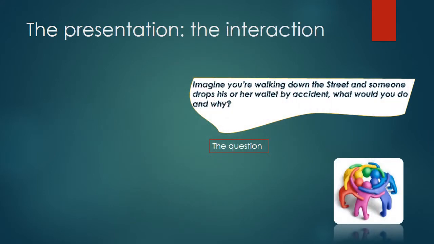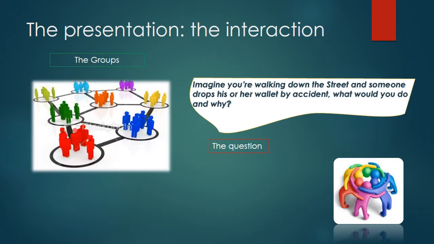And finally, I would make groups according to the size of the classroom, and each group will be in charge of making a question like the one you see on the right side of the screen. And this is for the interaction part. And the question says, imagine you're walking down the street and someone drops his or her wallet by accident. What would you do and why?